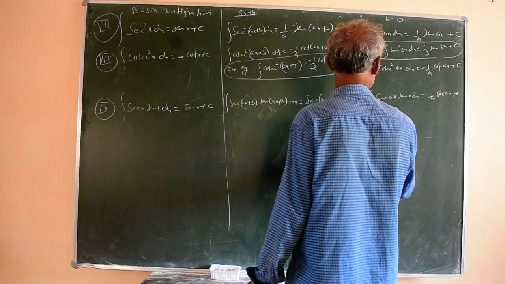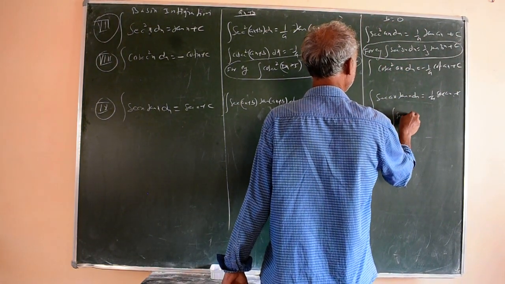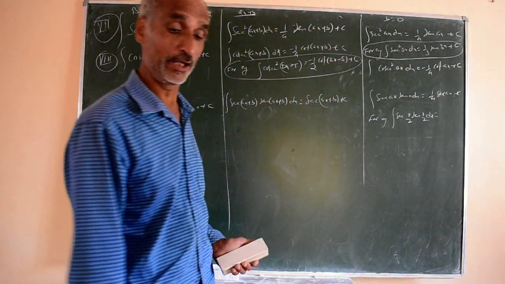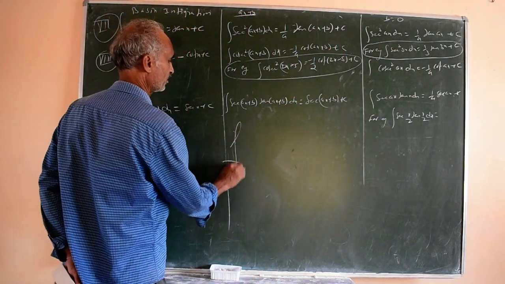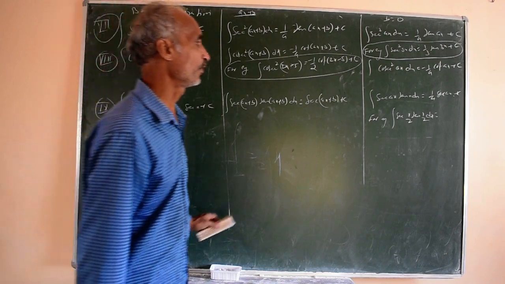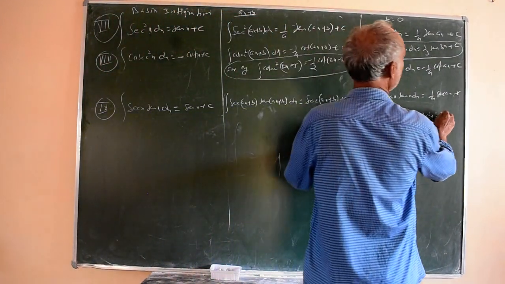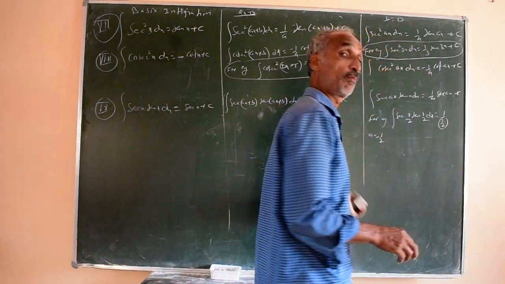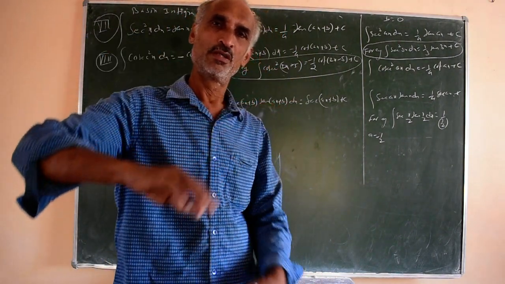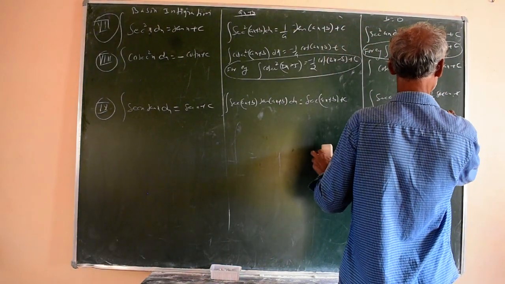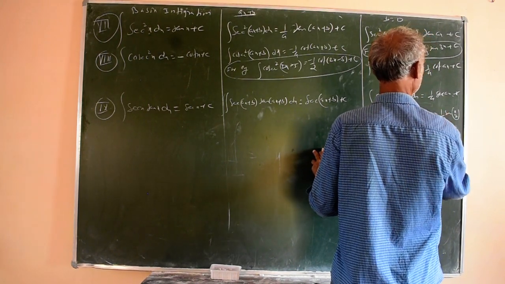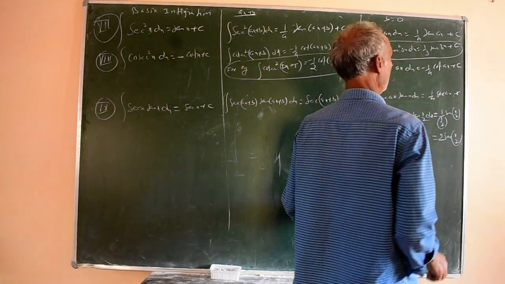For example, integration of sec(x by 2) tan(x by 2) dx. Here x by 2 means ax, it is just 1 by 2 into x. Therefore, a is 1 by 2. That's equal to 1 upon 1 by 2. 1 upon 1 by 2 is how much? It is 2. So the answer is 2 sec(x by 2) plus c.